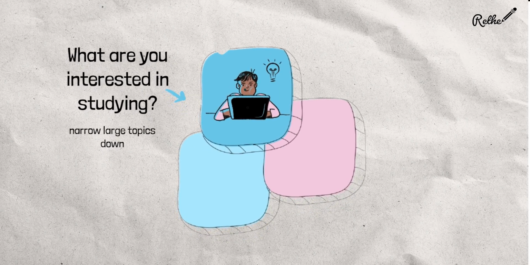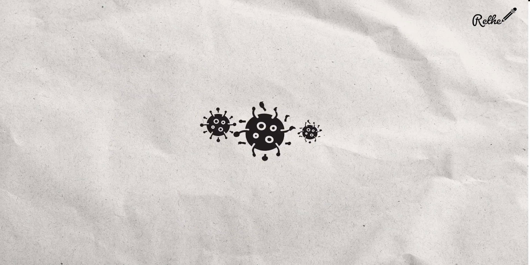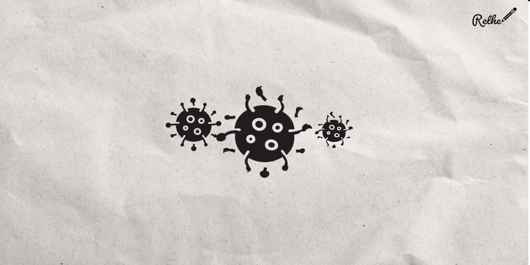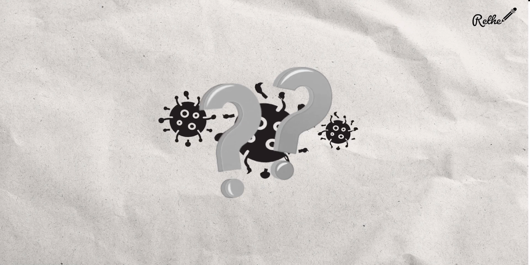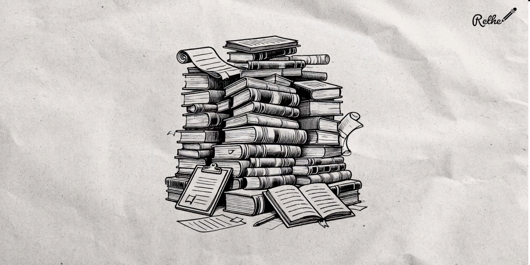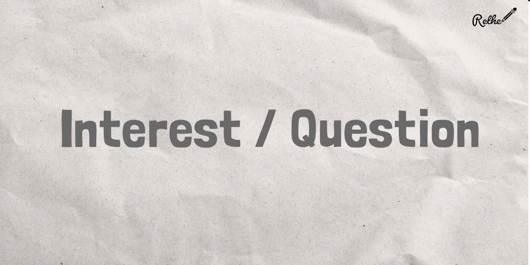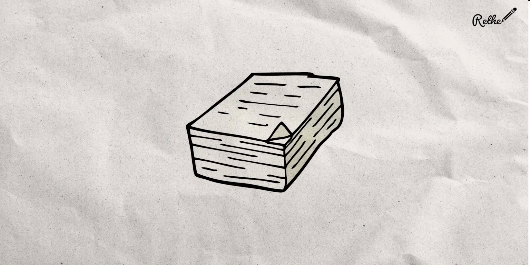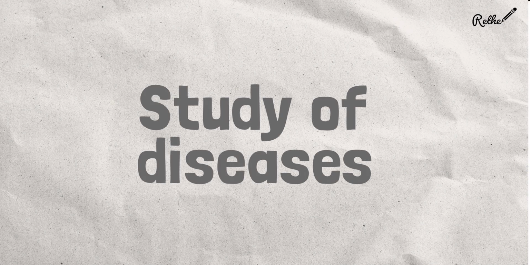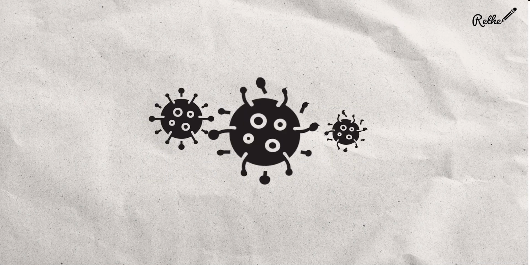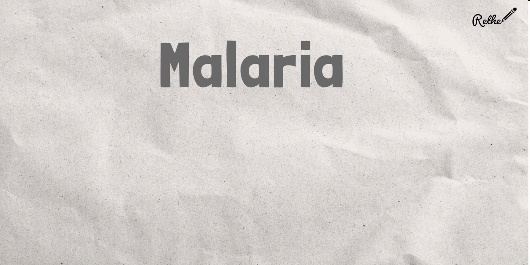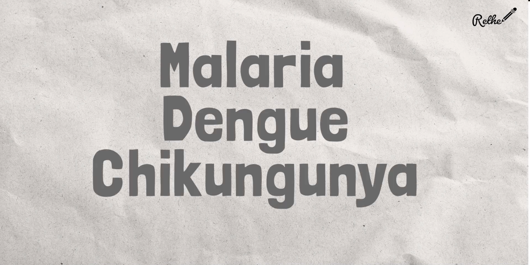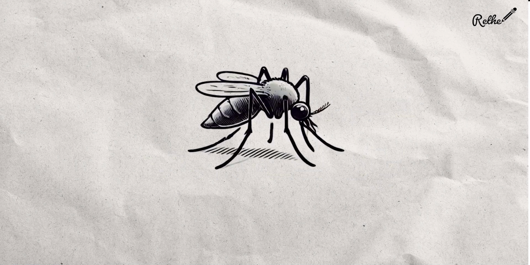Sometimes this can be very broad. For example, you might be interested in studying how diseases spread, but you don't know exactly what diseases you want to study. There are plenty of research papers and books about the spread of diseases. It can be overwhelming to read everything, so it's important to narrow down your interest or question. You can read some papers and books on what research has been conducted on the study of diseases. That could lead you to decide that you want to study the spread of infectious diseases like malaria, or dengue, or chikungunya. These are all diseases that are spread by mosquitoes.